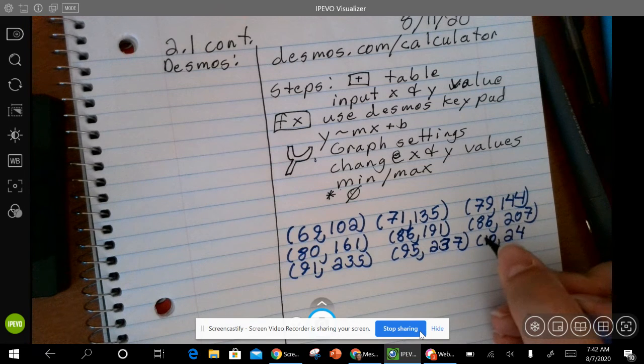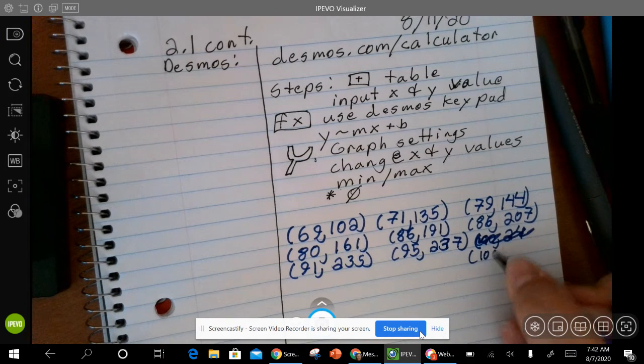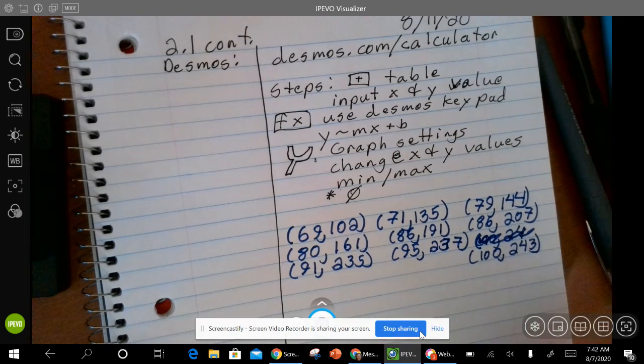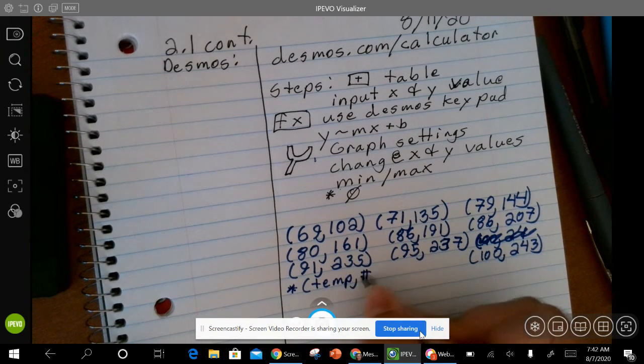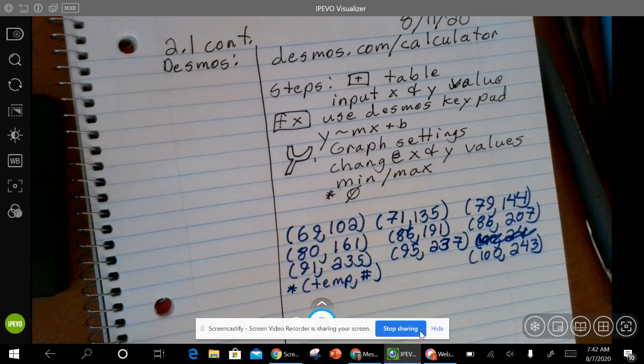Sorry, this is 100. I'm going to rewrite it, everybody. So this one's 100. We have to have 100-degree. We live in the Sonoran Desert. Okay. So everybody, with this, I just want you to notice it's the temperature and then the number of water bottles. So our y value is number of water bottles, x value is the temperature.